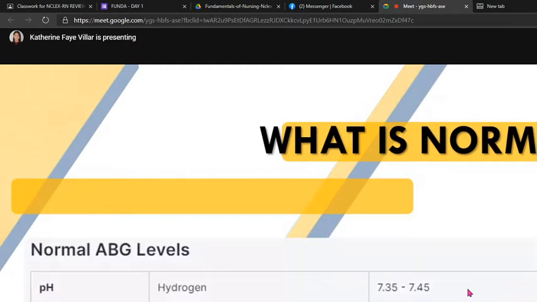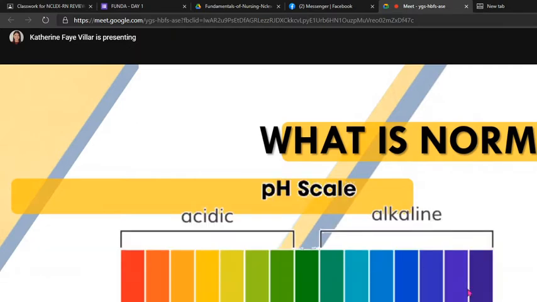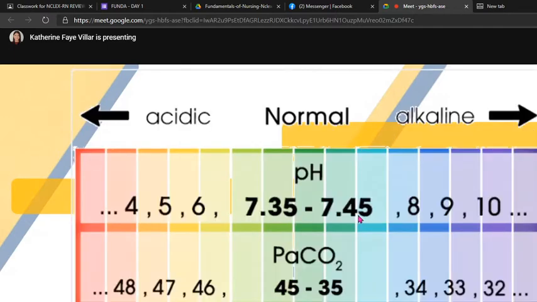Okay? So, yun po. So, these are now the different normal values. pH, 7.35 to 7.45. Partial pressure of carbon dioxide is 35 to 45 millimeter mercury. And bicarbonate is 22 to 26 millimole per liter. Okay? So, this now pertains to the pH scale. So, sabi ko kanina, 7.35 and below acidic, 7.35 and up is alkaline.